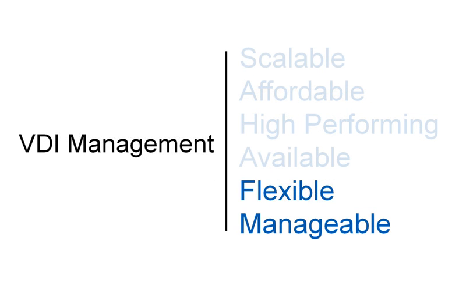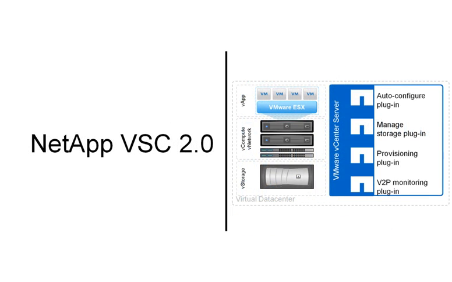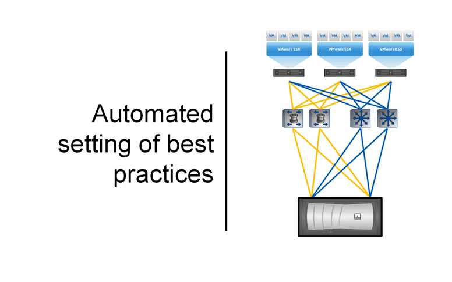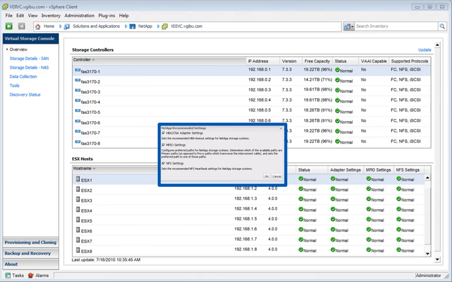Now let's take a look at VDI management. NetApp has created a single pane of glass for management within the vCenter console called the NetApp VSC 2.0. I will demonstrate some of the many functions that help VMware administrators more easily manage their virtual infrastructures. With the VSC 2.0, customers can automatically set best practices. They can set HBA and CNA adapter settings, MPIO settings, and NFS settings.